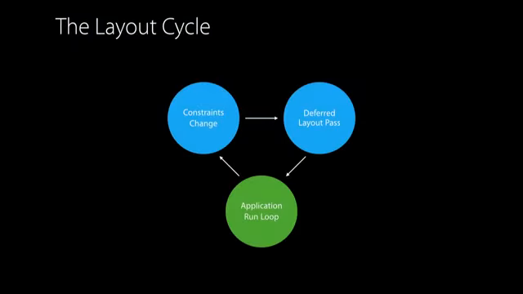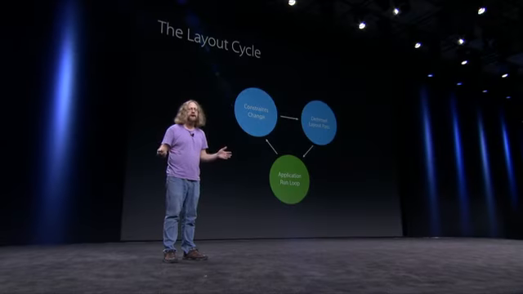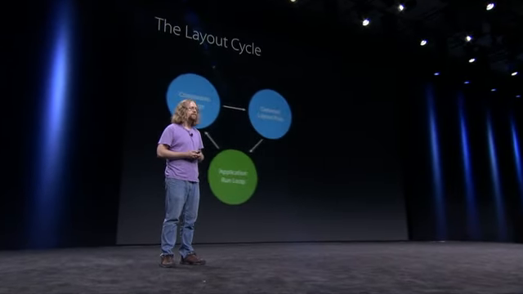So here's a high-level overview of the process. We start with the application run loop, cheerfully iterating until the constraints change in such a way that the calculated layout needs to be different. This causes a deferred layout pass to be scheduled. And when that layout pass eventually comes around, we go through the hierarchy and update all the frames for the views. So this is a little abstract, so I made a simple example here.